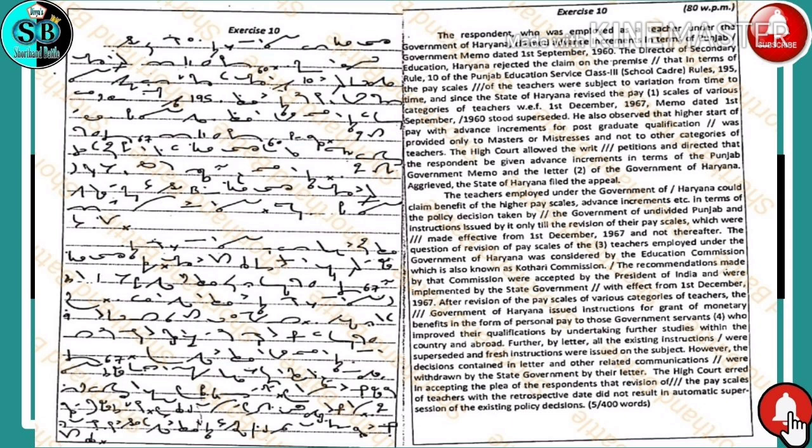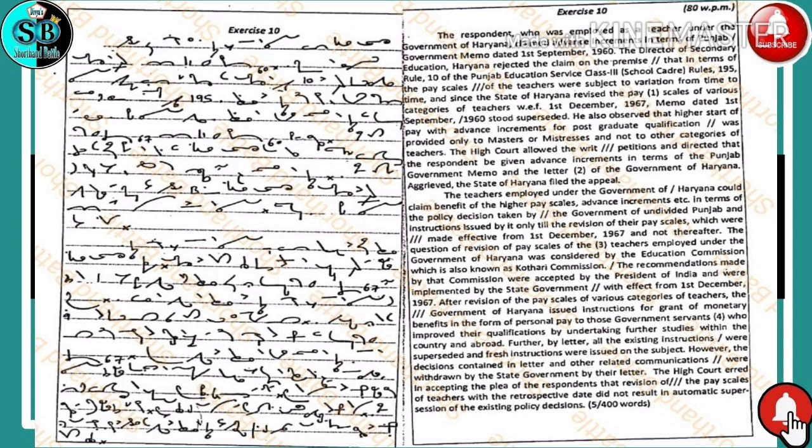After revision of the pay scales of various categories of teachers, the Government of Haryana issued instructions for grant of monetary benefits in the form of personal pay to those government servants who improved their qualification by undertaking further studies within the country and abroad. Further, by letter, all the existing instructions were superseded and fresh instructions were issued on the subject. However, the decision contained in letter and other related communications were withdrawn by the state government by their letter.